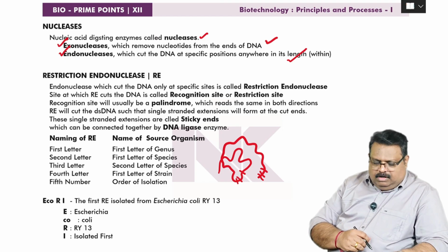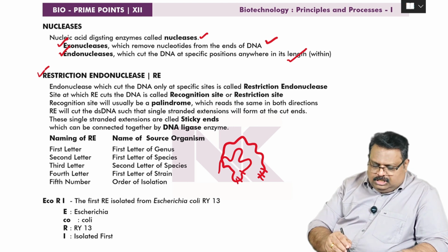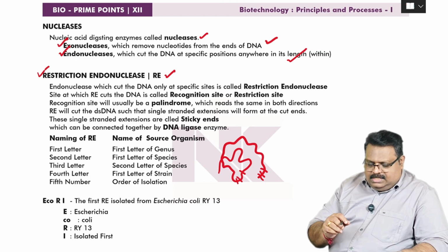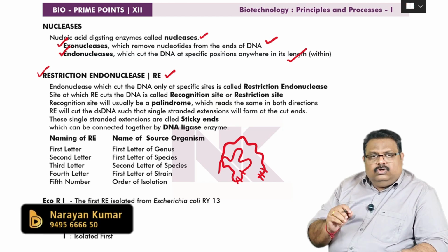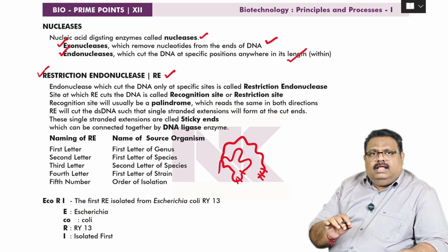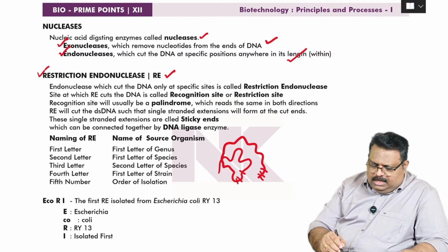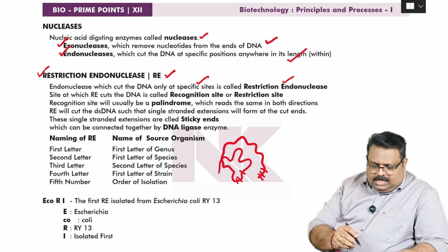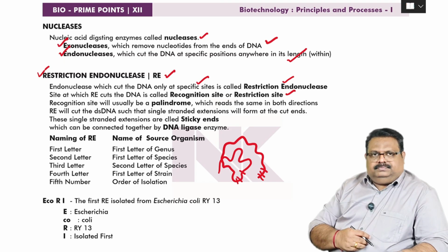In biotechnology, we are making use of a special type of enzyme. That enzyme is called restriction endonuclease. In short, it is called RE. RE means restriction endonuclease. So, as the name implies, it is an endonuclease. That means it can cut anywhere within the DNA fragment. But restriction endonuclease means it will cut only at a specific site. A site is called restriction site or recognition site. Endonucleases which cut the DNA only at specific sites are called restriction endonucleases. The site at which RE cut the DNA is called recognition site or restriction site.